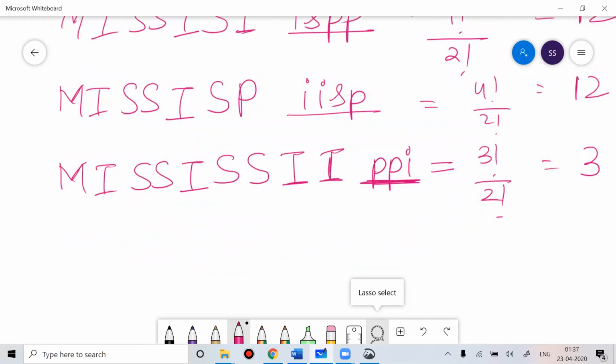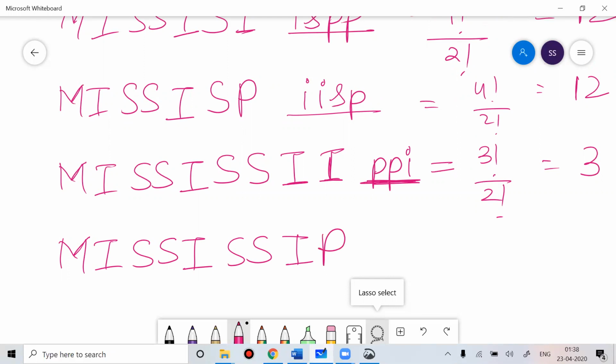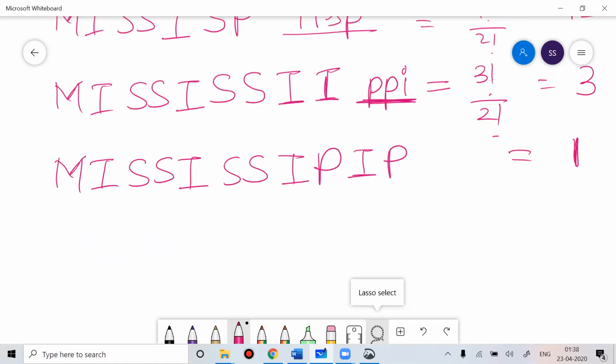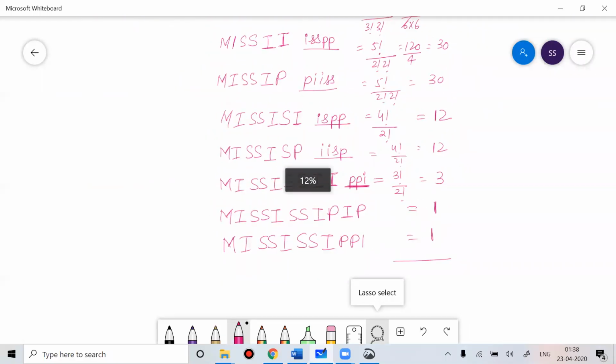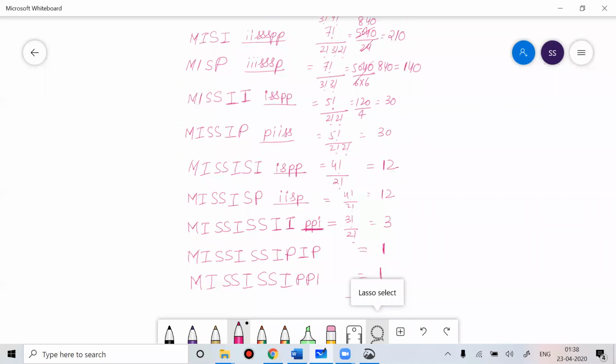Okay. So this would be MISSI, then SSI, then SSI. Then what should come after I? After I, P should come. So P came. After P, what will come? 3 I's are there, again I will come. Again P will come. So one letter will be there. Then this is your answer: MISSI, then SSI, then PPI. This is good. Do the sum of this.